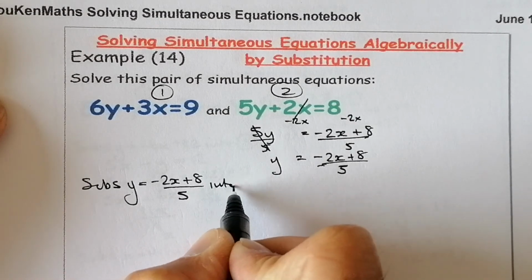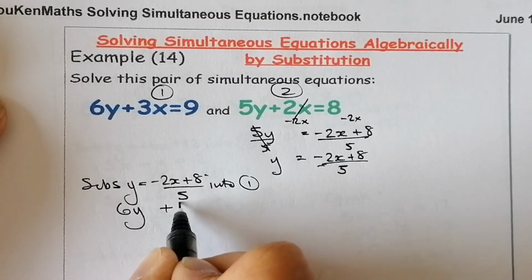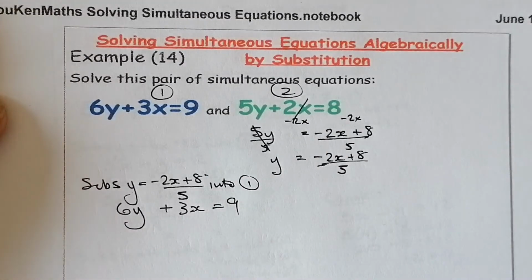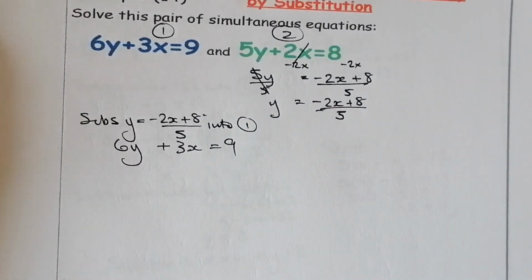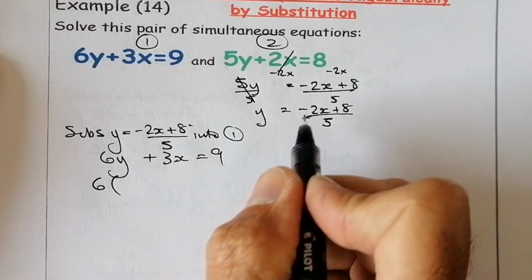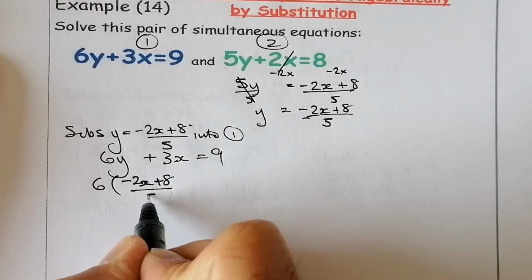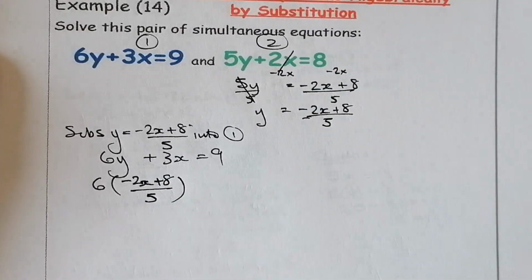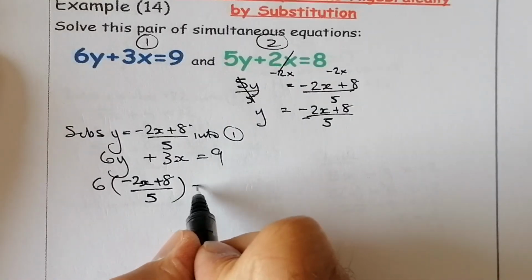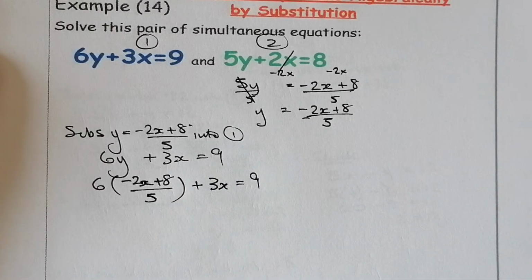And that's going to be into my equation number 1, which starts off as 6y plus 3x equals 9. Okay. From there, what we'll do is get that in there. So I've got 6 times, and it's going to be (negative 2x plus 8) all over 5. So we can see 5's on the bottom there, so that's going to be a number I'm going to use. Still got the plus 3x there, and an equals 9 at the end.